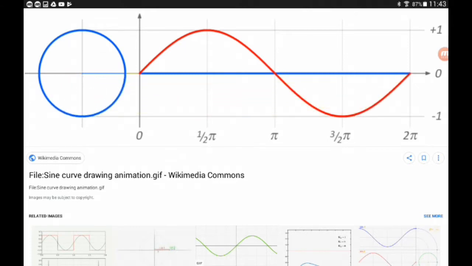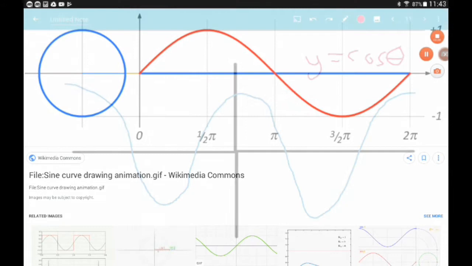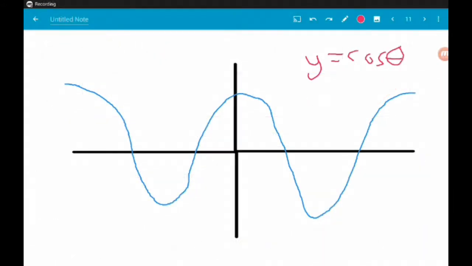Good times. Okay, now we're going to do cos. Okay then, here is a rough sketch of y equals cos of theta. So let's again go through and label the important points. So again, the peaks are at 1 and the troughs are at minus 1.